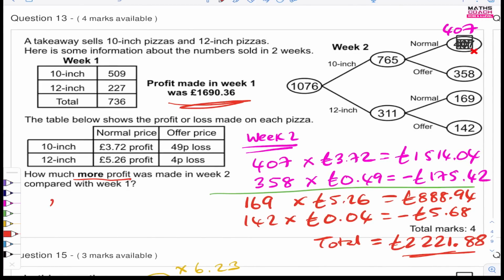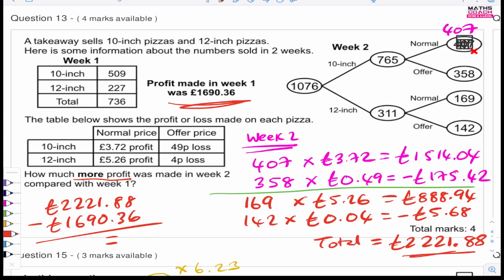So we're going to do £2,221.88 take away £1,690.36, and that gives us, I don't know why I'm putting an equal sign here, but you understand what I'm doing. That gives us £531.52. So that's your final answer. £531.52 was more profit made in week two.